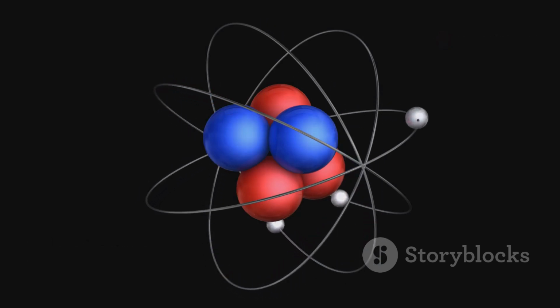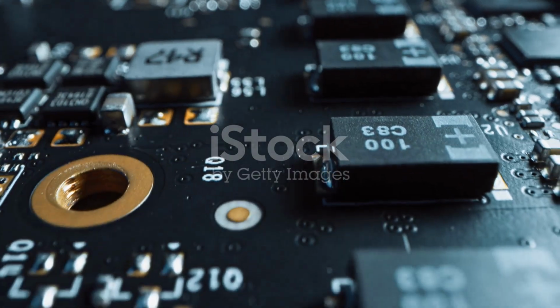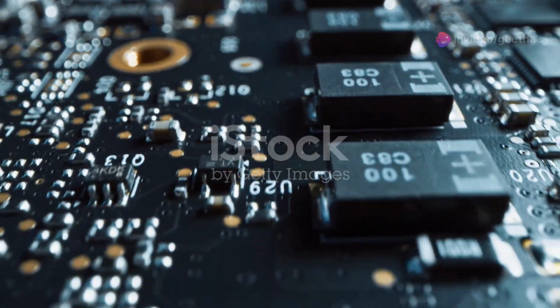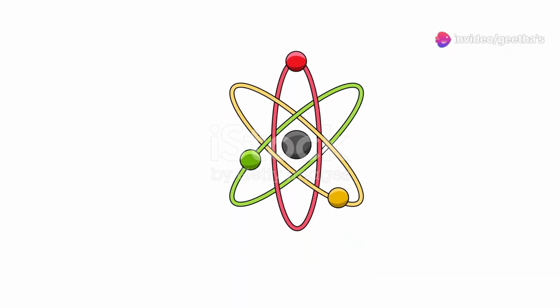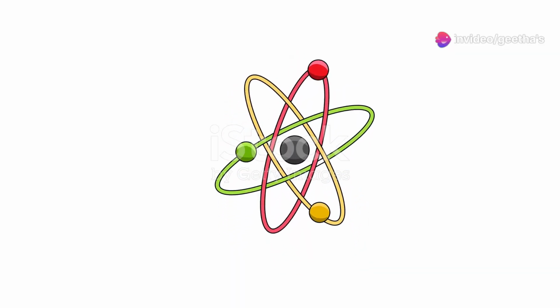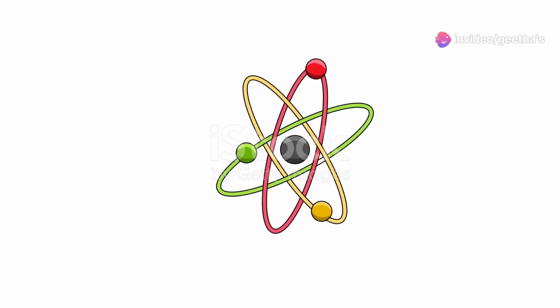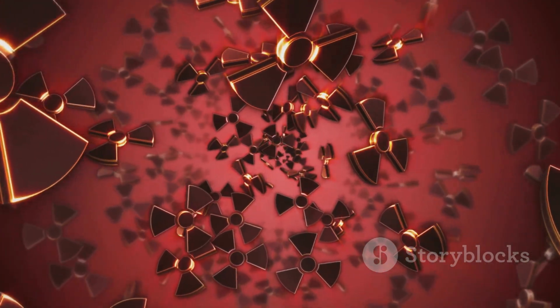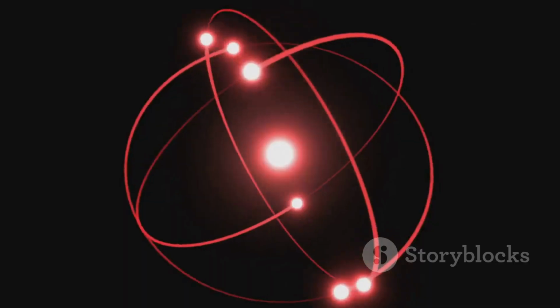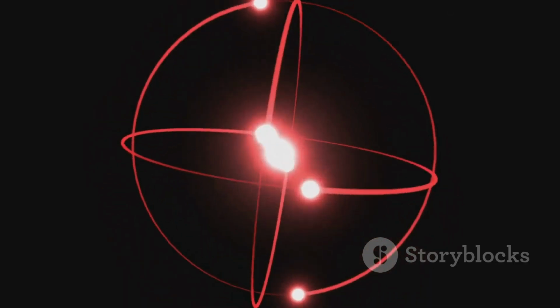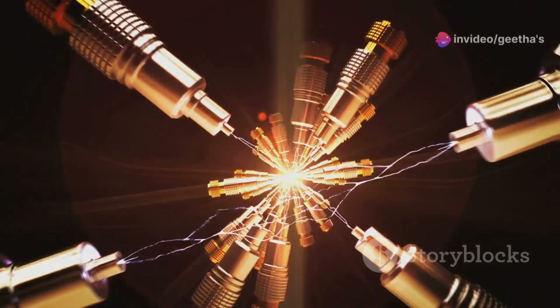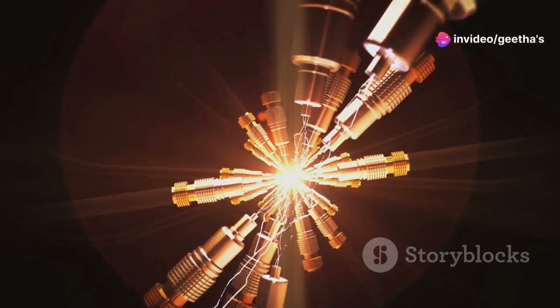Everything around us is made of atoms. These tiny building blocks contain even tinier particles called electrons. Electrons are always on the move, buzzing around the atom's center like tiny planets orbiting a sun. Now here's the key. Electrons carry a negative charge. This means they're attracted to positive charges and repelled by negative ones. It's like a game of tag where opposites attract.